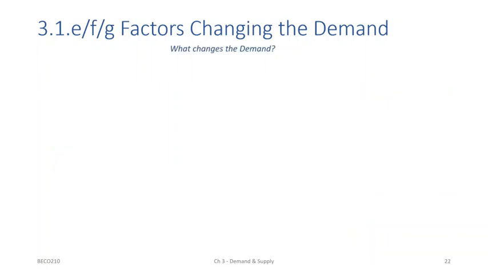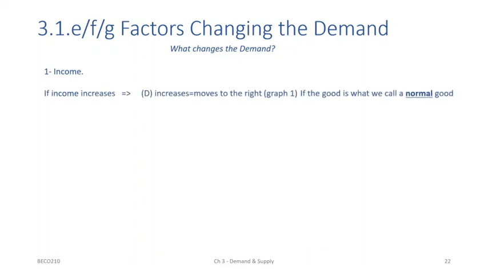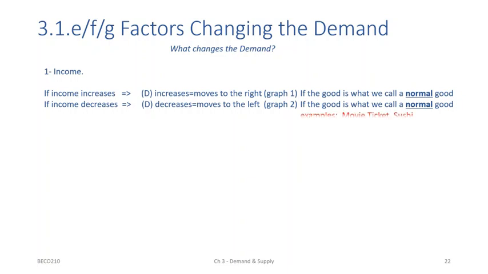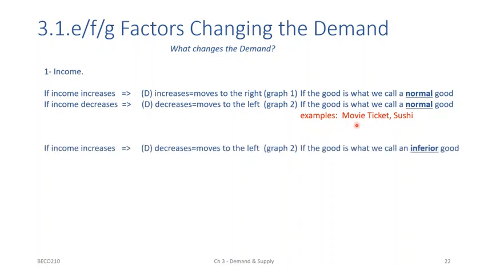Why? What changes the demand? A few factors change the demand. For example, the income. The demand increases or moves to the right, as we saw in graph 1, whenever the income increases, if the good was a normal good. These are examples. If income increases, the demand moves to the left, as we saw in graph 2, whenever the good is inferior.